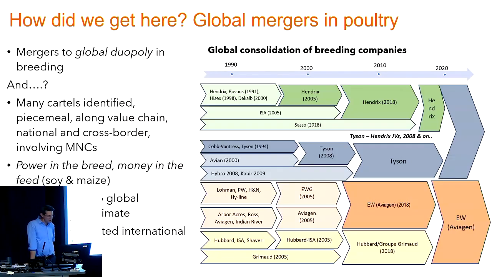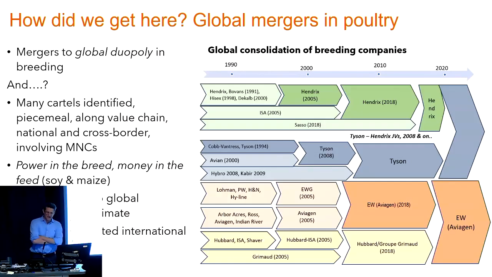There were about 26 major breeders in the world in the 1980s and early 1990s, and this is obviously not our work, this is all reference to other people. They all got sucked up into these 2 big breeders, the EW Group, EW Aviagen Group, and Tyson, which has a joint venture with Hendrix. Tyson's a US company, EW Aviagen is a European company, not listed, a family-held company.